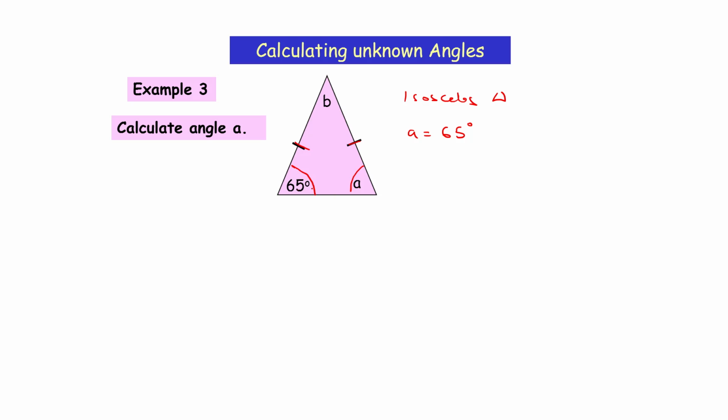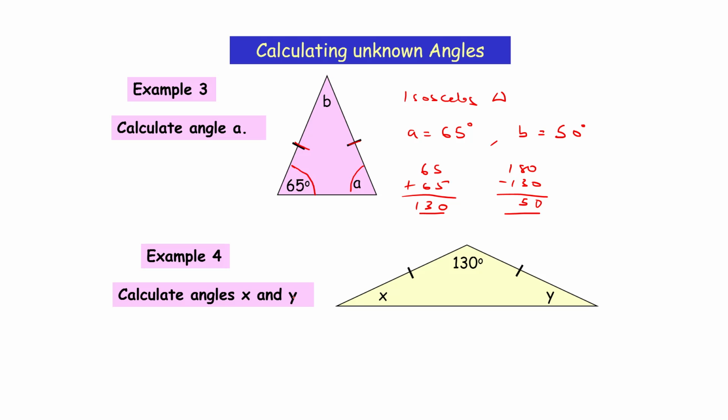So if A and the two bottom angles are equal to 65, we can do 65 add 65, which gives us 130 degrees. And then we take it away from 180. Take away from 180, please. So that's 0, 5, so 50 degrees. So we can say that A equals 65 and then B is equal to 50 degrees. Okay?